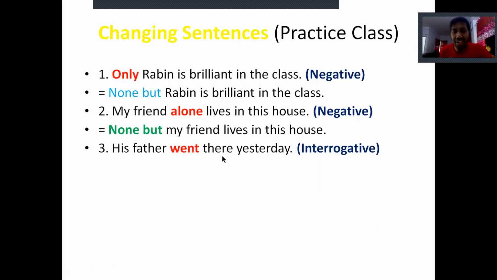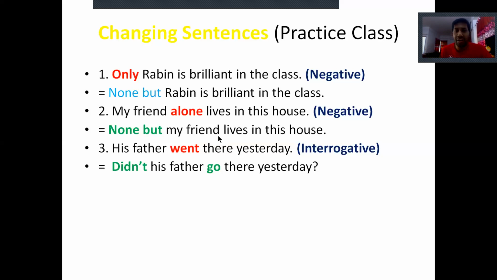Number three, "His father went there yesterday." We need to make this sentence interrogative. You see that the sentence is in past indefinite tense. So for past indefinite tense, to make any sentence interrogative, we need to use "did." And we have to keep it in mind that if we use "did" to make any sentence interrogative, then the main verb of the sentence will have to be in base form after "did." So if we use "did" at the beginning of the sentence, then this main verb "went" should be written in base form, I mean "go." So the interrogative will be, "Didn't his father go there yesterday?"